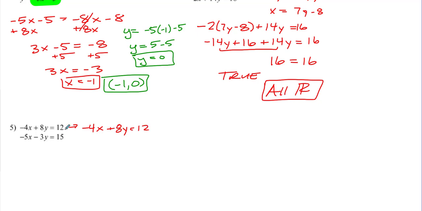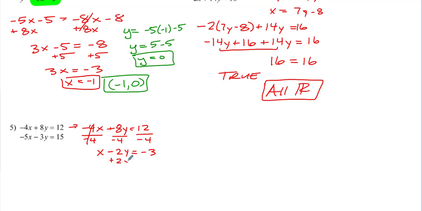I mean, you don't have to. You can work with fractions, but if you don't like fractions, find the one that works the best. So I'm going to divide this all by negative 4. I get x, 8 divided by negative 4 is minus 2. And then 12 divided by negative 4 is negative 3.